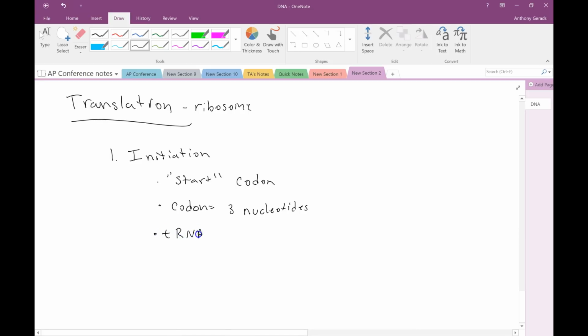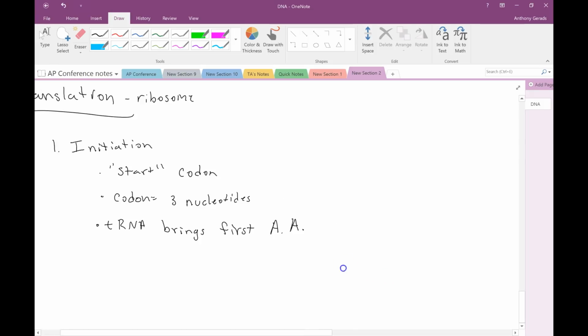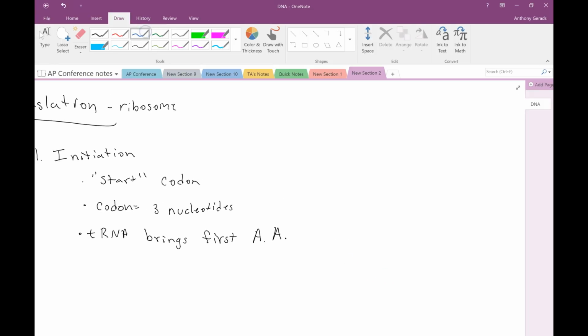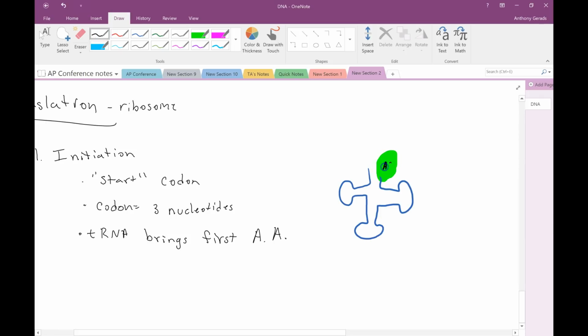When that happens, the tRNA is going to bring the first amino acid. I'm going to abbreviate amino acid AA. So the tRNA is going to bring the first amino acid. And how that tRNA looks, it's going to look like this, and it's going to have that attached to it right there. This is the AA, the amino acid.